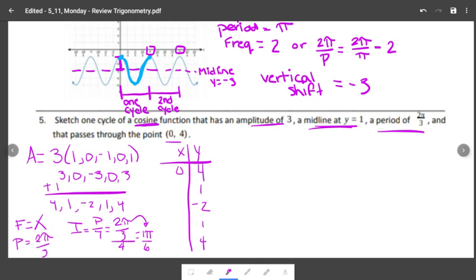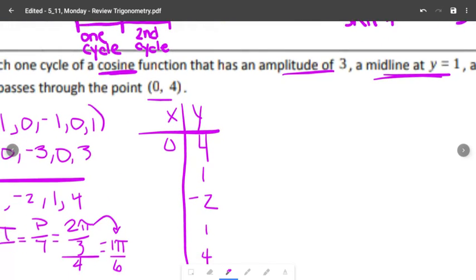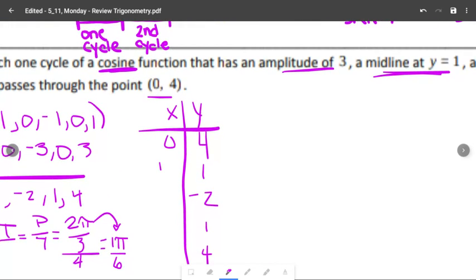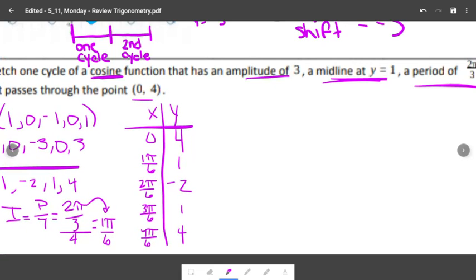So my first x is 0, but then we're going to count by 1 pi over 6. So then another 1 pi over 6 gets us 2 pi over 6. Then 3 pi over 6. Then 4 pi over 6. So graphing this, just a little sketch.